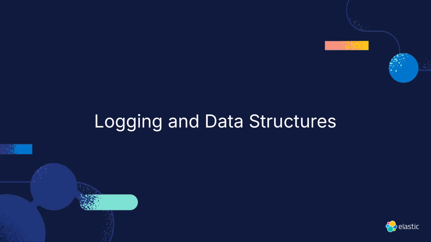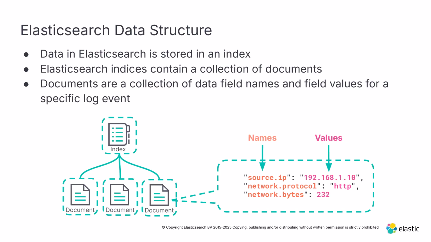Let's take a look at logging and data structures. Data in Elasticsearch is stored in an index, and an index is a collection of documents that usually share similar characteristics. Documents contain data that are formatted in field name value pairs. In this example, you can see source.ip as the field name. This would be the ECS compliant name.